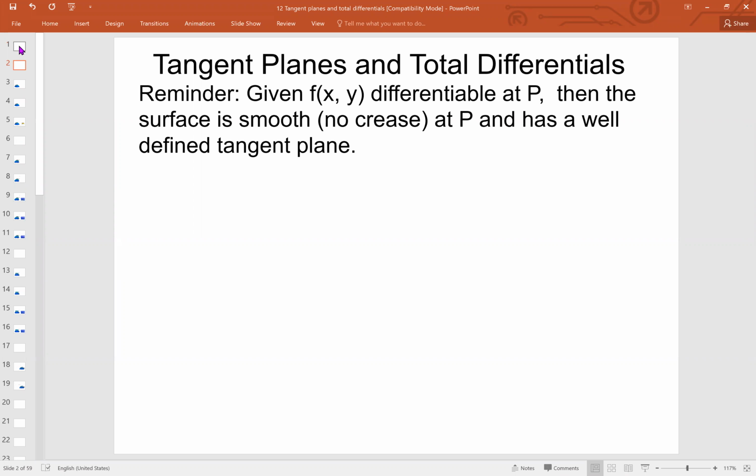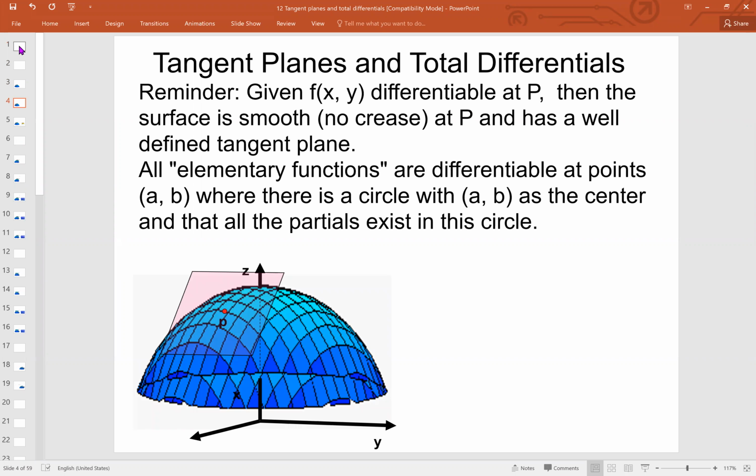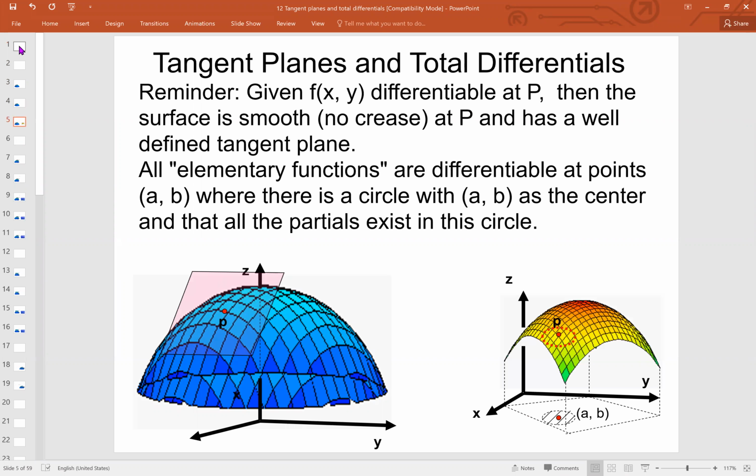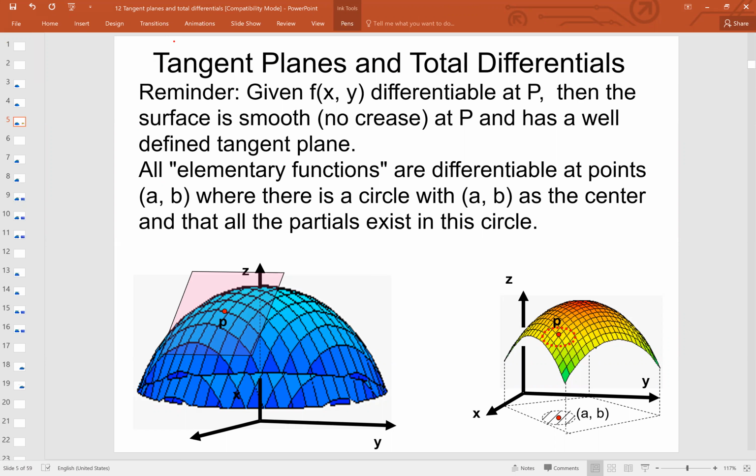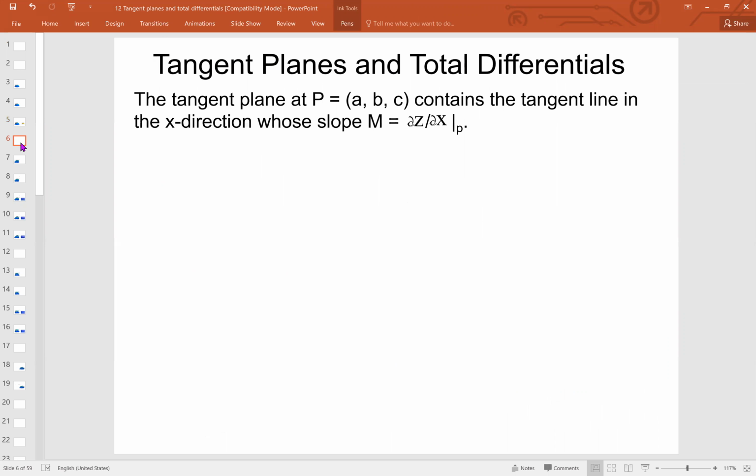We have a condition that a point is smooth on a surface if the partial derivatives are defined in a neighborhood around that point and are continuous. Basically all elementary functions satisfy these conditions. If you're at the point P and the elementary function is defined around a small neighborhood of that point, then this condition fits. So we restrict ourselves to this type of function.